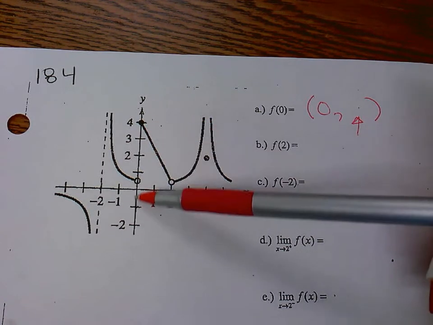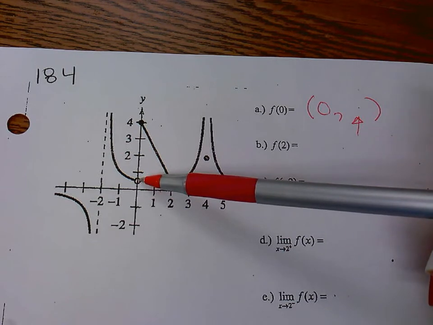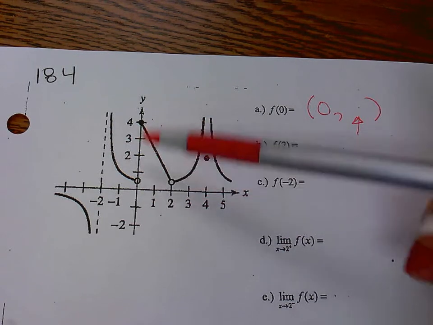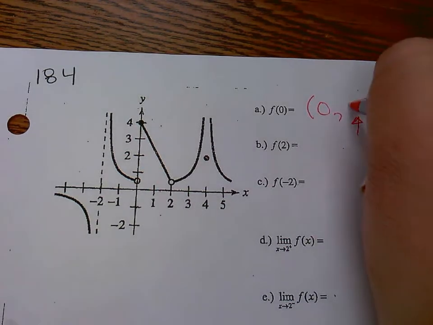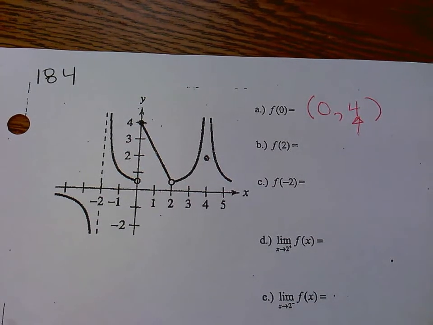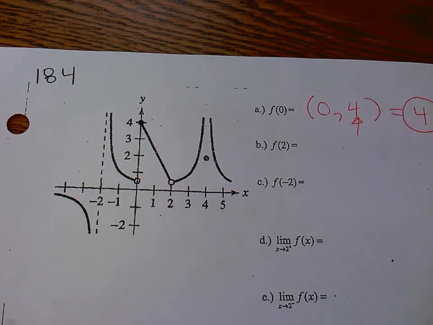So if there was a value here at a half, this wouldn't be a function, right? Because it would fail the vertical line test. So at 0, the corresponding y value is 4. So the answer is 4. F of 0 is 4. So could you try B and C the same way before I go over how to do them?